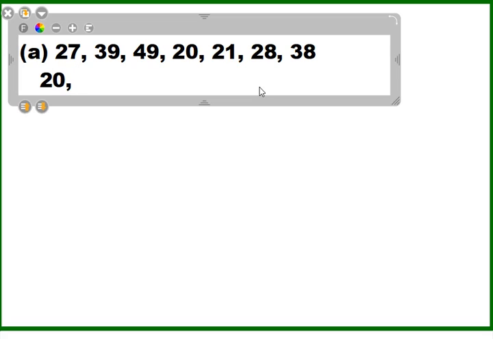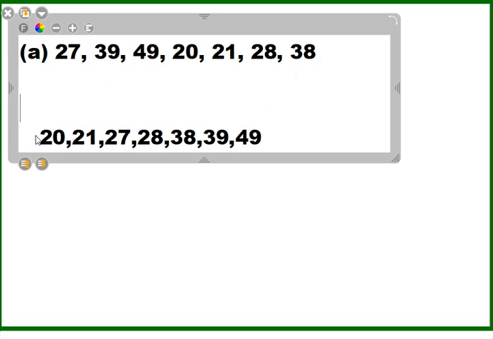So we start off with 20, 21, then we go to 27, 28, then we have 38, 39, 49. Let's make sure we still have the same number of digits we had in the beginning. So we have 1, 2, 3, 4, 5, 6, 7, 8, and we have 1, 2, 3, 4, 5, 6, 7. So no, this one is not supposed to be there. I don't know why I put it. 20, 21, 27, 28, 38, 39, 41. So yes, this is our ordered list.